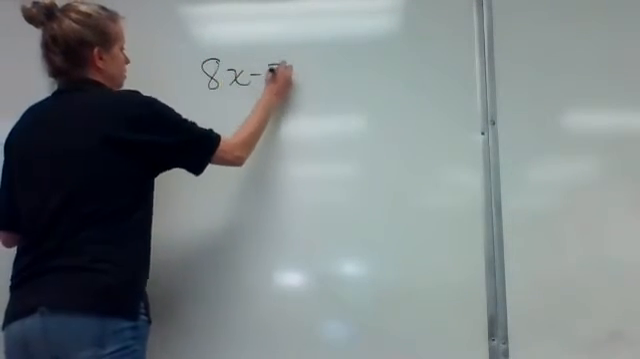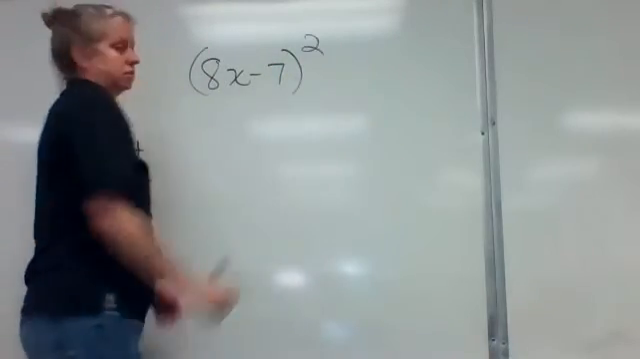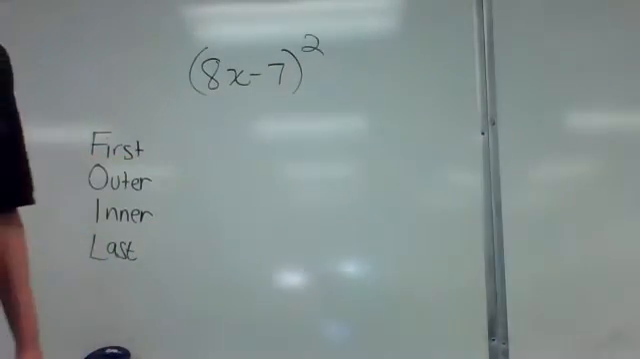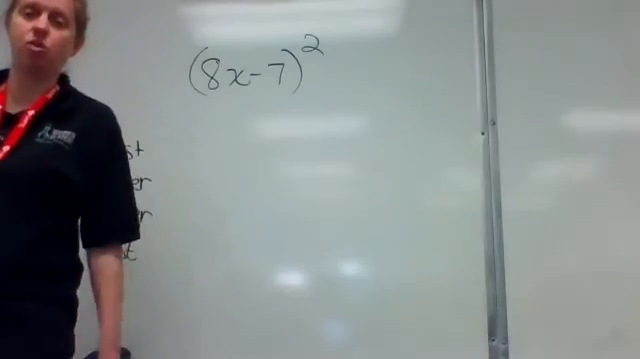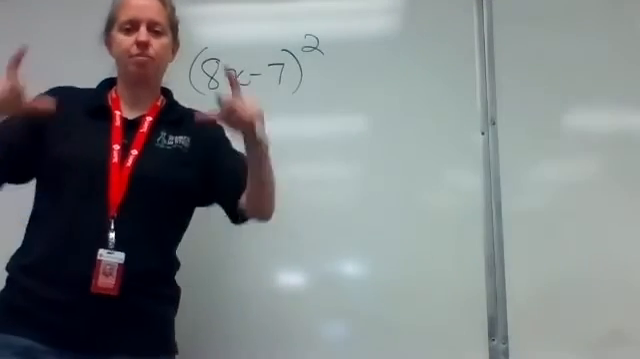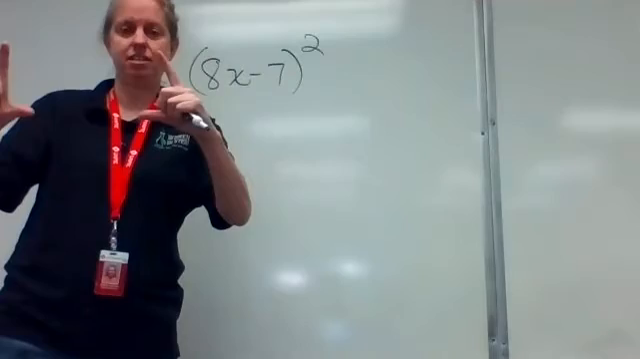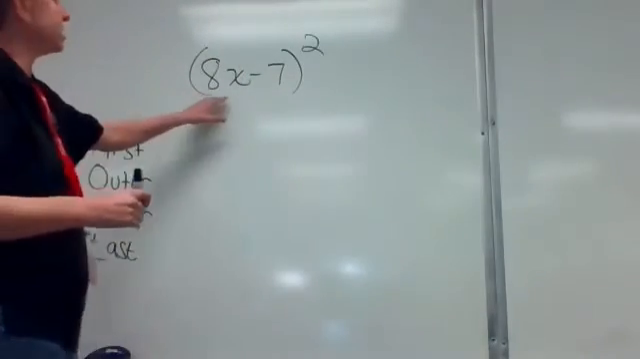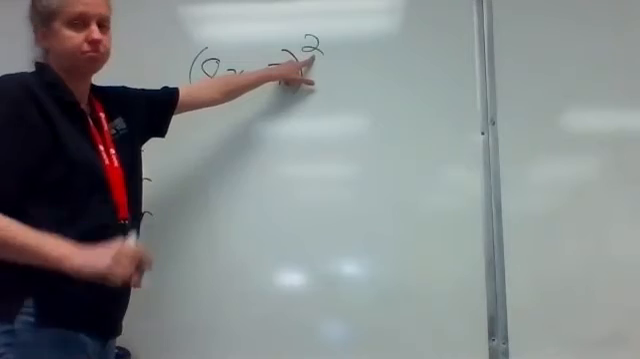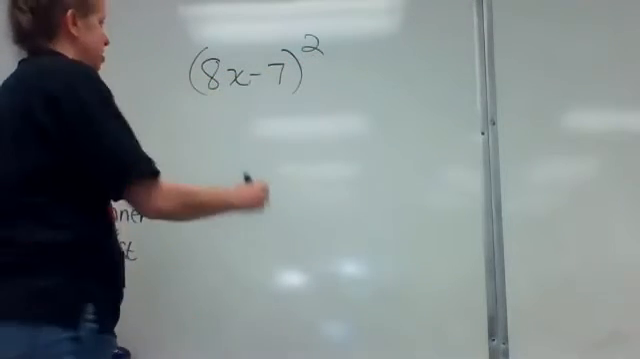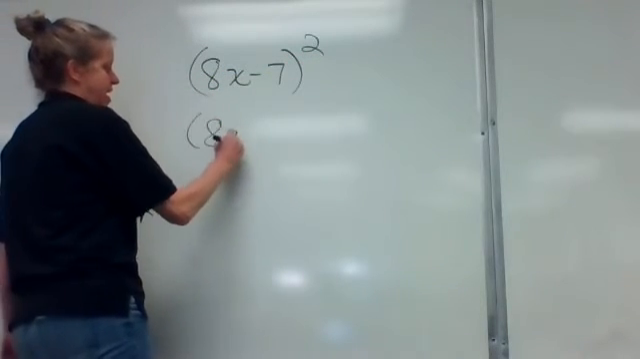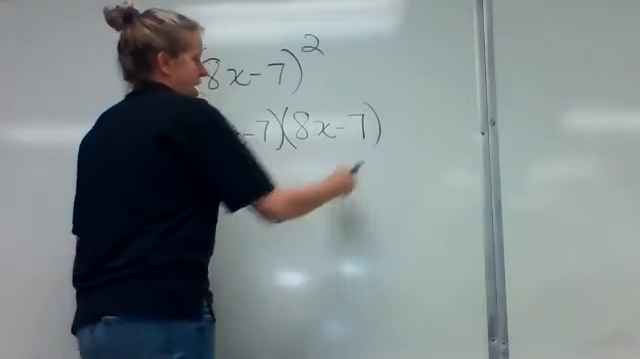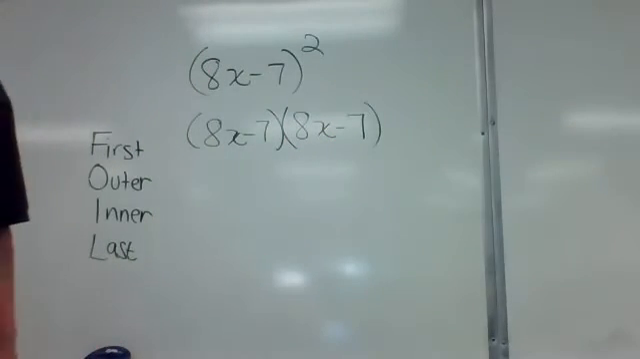All right, I left FOIL here, even though it doesn't look like a FOIL problem right now, it's actually going to be one, right? FOIL problems are for 2 parentheses, and each parenthesis has 2 terms in it. But what does 8x minus 7 squared actually mean? It means 8x minus 7 times itself. 8x minus 7.